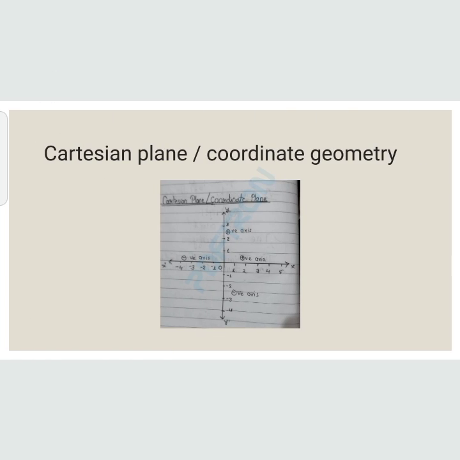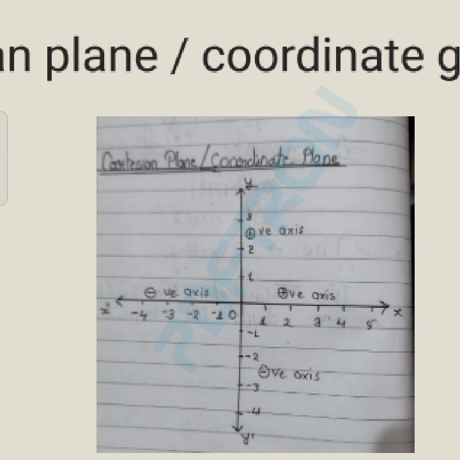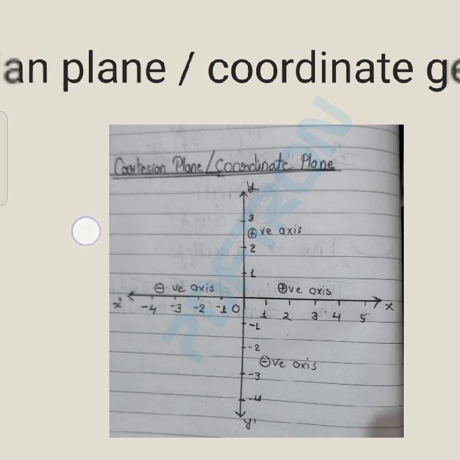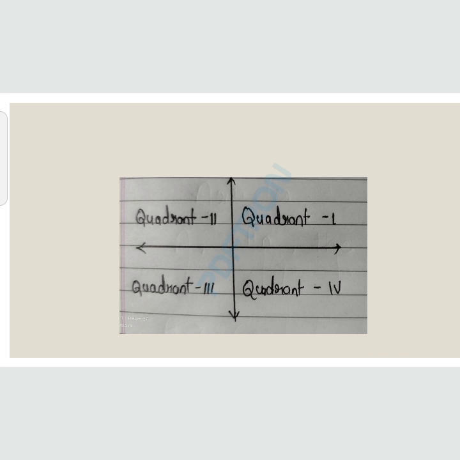Next, move to the Cartesian plane or coordinate geometry. In the Cartesian plane, we have the axes x dash, x, y dash, y. On the right hand side lies the positive x-axis, and on the left hand side the negative x-axis. On the upward side is the positive y-axis, and on the downward side the negative y-axis. These axes make a Cartesian plane or coordinate plane, and the origin of both axes is the same.